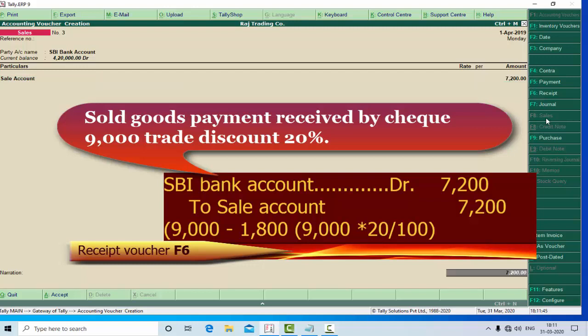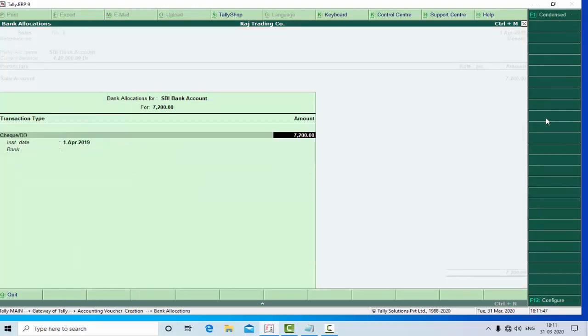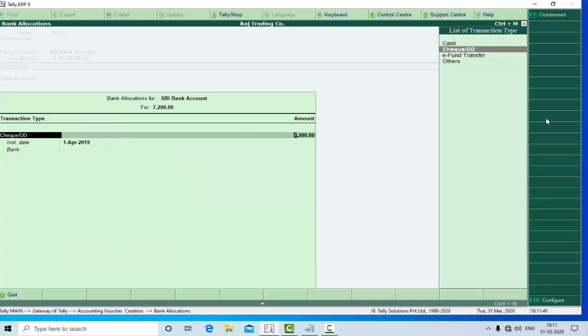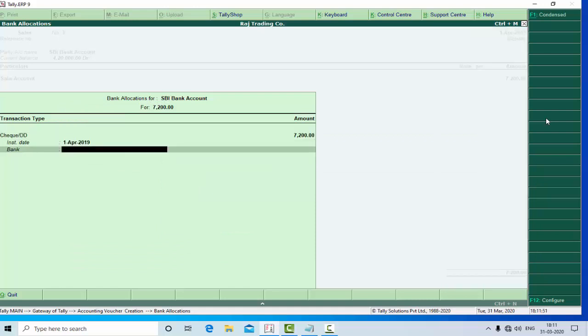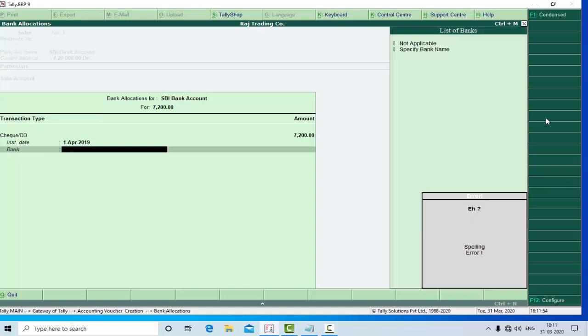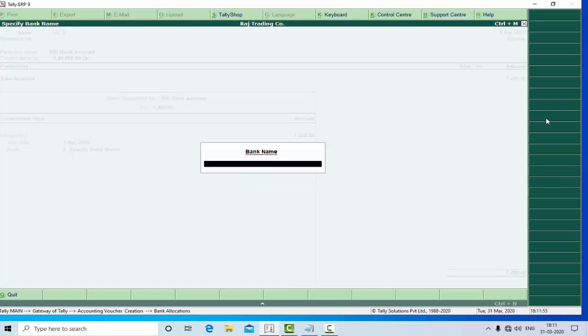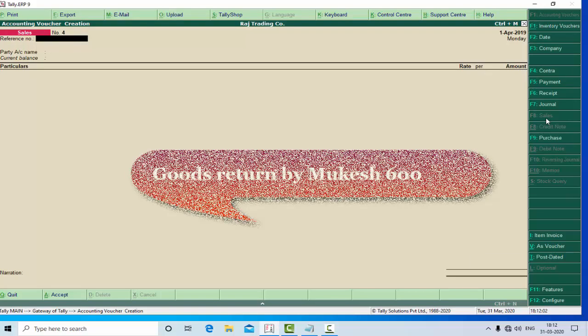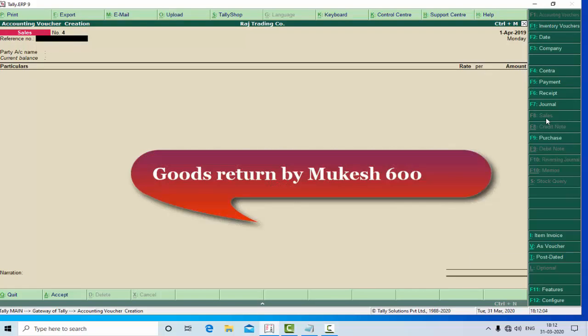So I think you understand how this entry will be recorded. Select payment received by check, and the name of the bank mentioned on the check, that is, we can assume ICICI Bank. I think you understand how this entry will be recorded when trade discount is allowed on sale of goods.